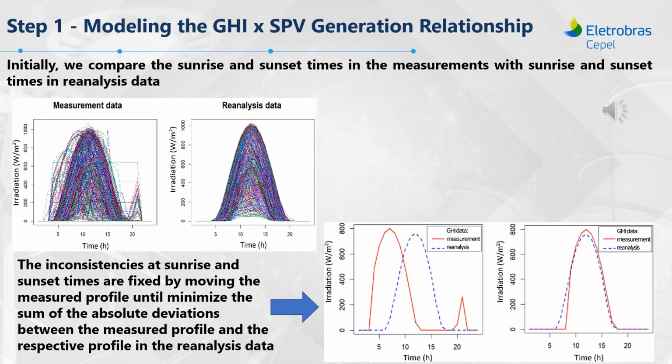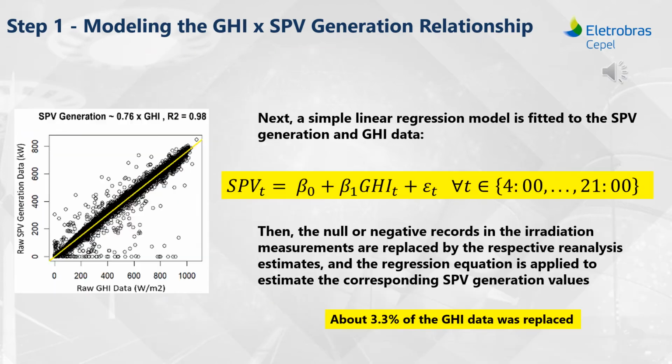Initially, we compared the sunrise and sunset times in the measurement with the sunrise and sunset times in the reanalysis data. The inconsistencies at sunrise and sunset times are fixed by moving the measured profile until minimizing the sum of the absolute deviations between the measured profile and the respective profile in the reanalysis data.